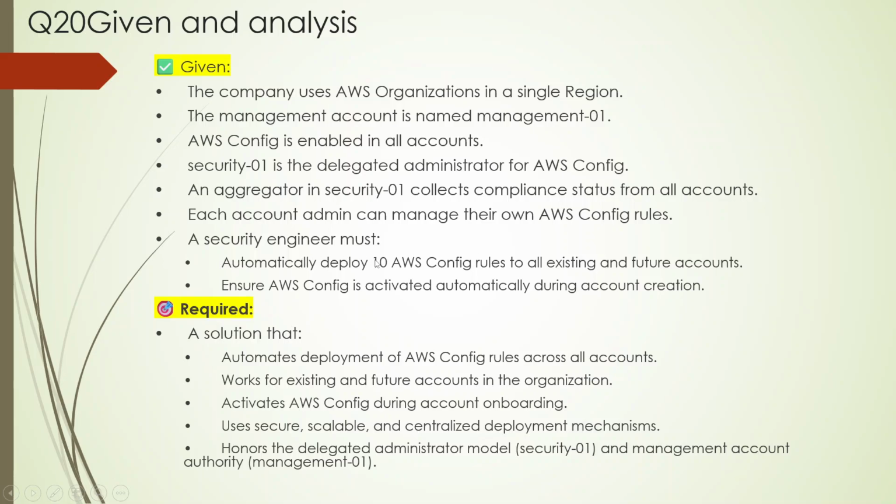A security engineer must automatically deploy 10 AWS Config rules on all existing and future accounts. Ensure AWS Config is activated automatically during account creation. So a solution is required that automates deployment of AWS Config rules across all accounts, works for existing and future accounts in the organization, activates AWS Config during account onboarding, uses a secure, scalable, and centralized deployment mechanism, and honors the delegated administrator model, Security 01 and management account authority. So we have two. Now we're going to manage an AWS organization in a single region.